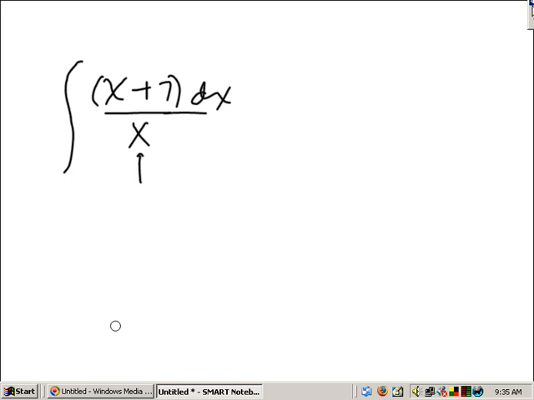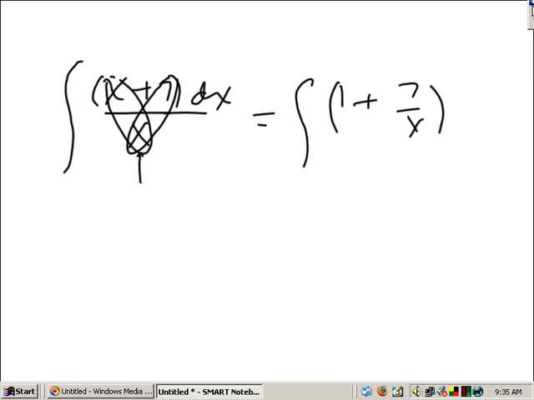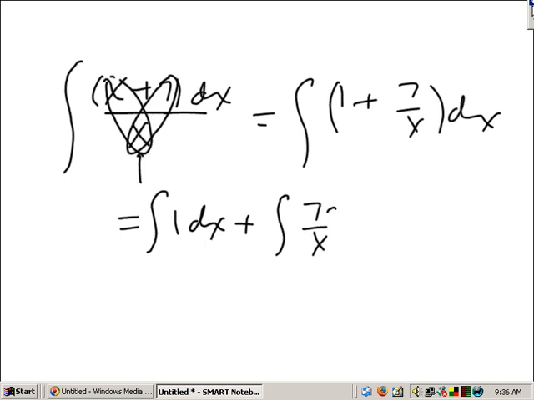So what you should do is do the long division. x over x is 1, plus 7 over x dx. Whether you write this step or not, it's the integral of 1 dx plus the integral of 7 over x dx. Like I've been saying, constants go out in front. The integral of 1 dx is x.